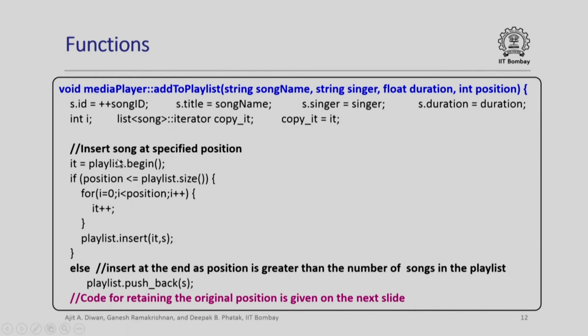Now, I have to insert song at a specified position. So, I will set iterator to playlist dot begin. If the position given is less than or equal to playlist dot size, then I will traverse for I equal to 0 to that position and I will insert that. If that is not so, then I will insert at the end. We have already seen this functionality earlier.